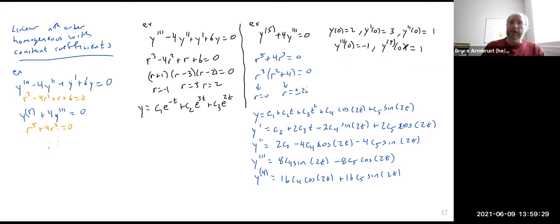So now we can plug in our zeros. I'm going to actually start at the bottom. So when I plug 0 in down here, I'm going to get 1 equals, well, the cosine of 0 is 1, so 16c4. And the sine of 0 is 0. So that tells me that c4 is 1/16. So we'll go ahead and put a 1/16 there. So then for the y triple prime, that minus 1 is going to equal, well, now the sine of 0 is 0.